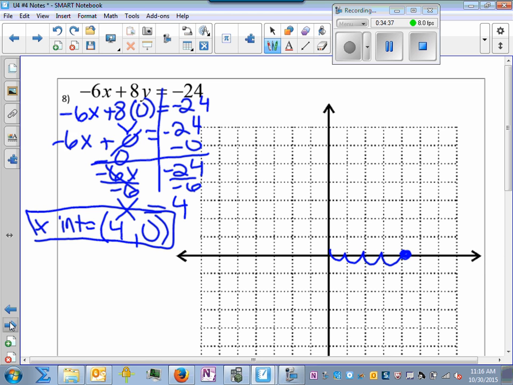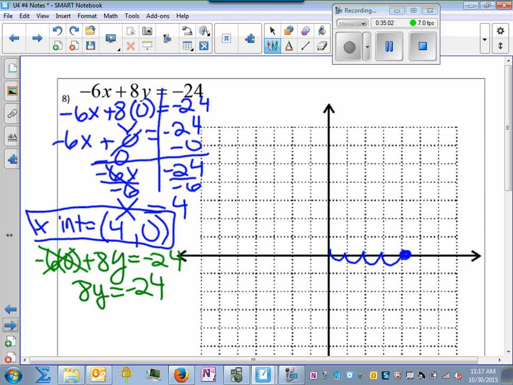Now I'm going to do my y-intercept. I have my x is going to be 0 this time, so negative 6 times 0 plus 8 times y equals negative 24. This time I'm just going to say negative 6 times 0 cancels out. So I'm left with 8y equals negative 24. I'm going to divide by 8.